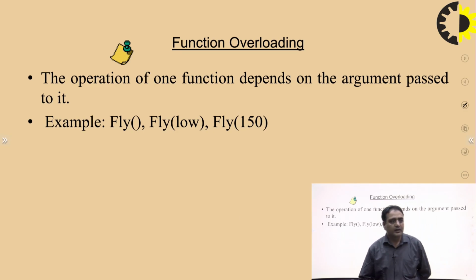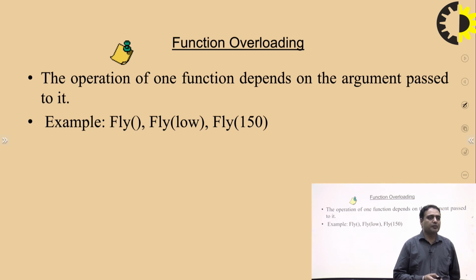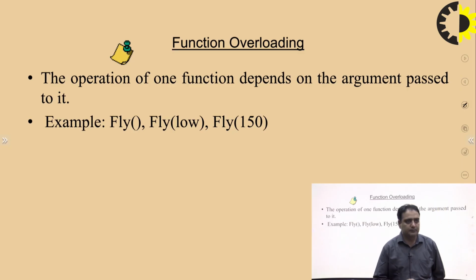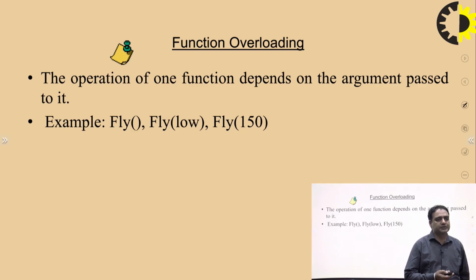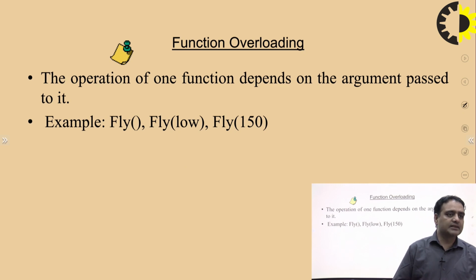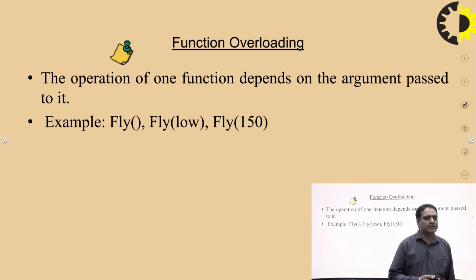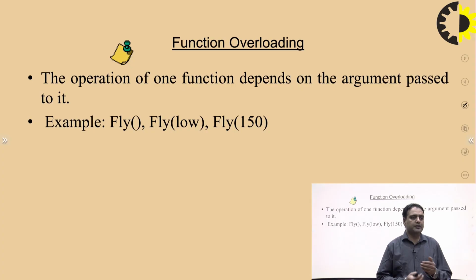Function overloading means the operation of one function depends on the argument passed to it, as we discussed earlier in polymorphism. Here fly is a method. In one method we don't put any inputs, in the second fly method we can put two inputs, high and low, and in the third fly we send one integer number, 150. So you can use the same method but in different patterns.